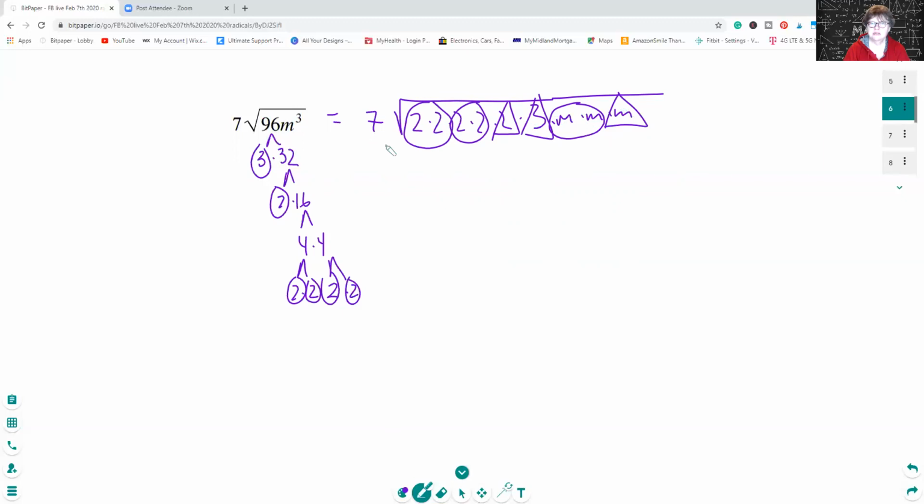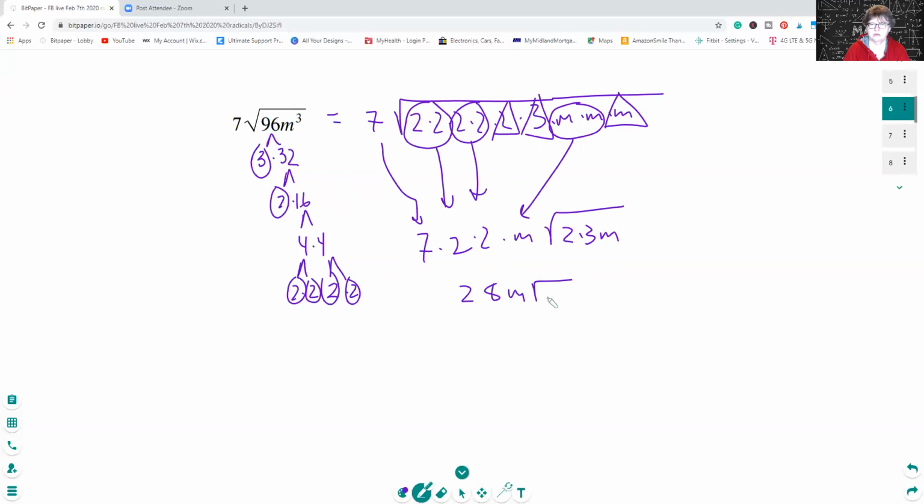Okay, this 7 that was already there, don't worry about it, just bring it down. You know now everything's going to be multiplied. So times that first pair of 2's, a pair of 2's, and a pair of m's. And then underneath, I have a 2, a 3, and an m. Right? It's easy. So that's going to give me 28m square root of 6m. And that's going to be my answer.